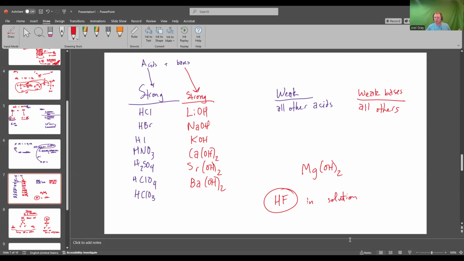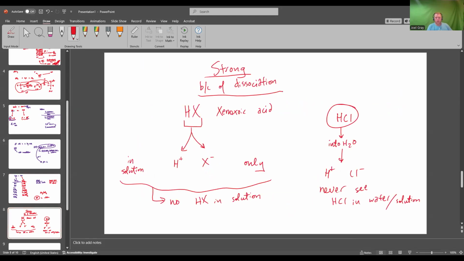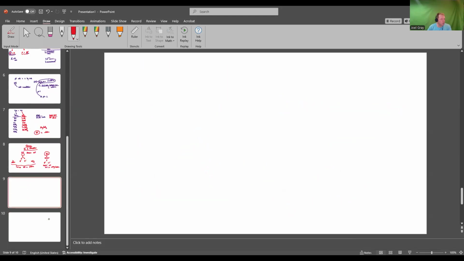And you might think, but how? Well, you're not throwing one single molecule of HF in there. You're throwing thousands of them, millions of them. You're throwing moles of them. Okay. So acids and bases and their strengths is a very important part of this exam.